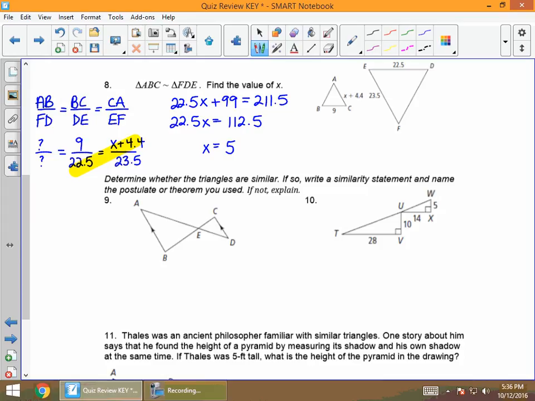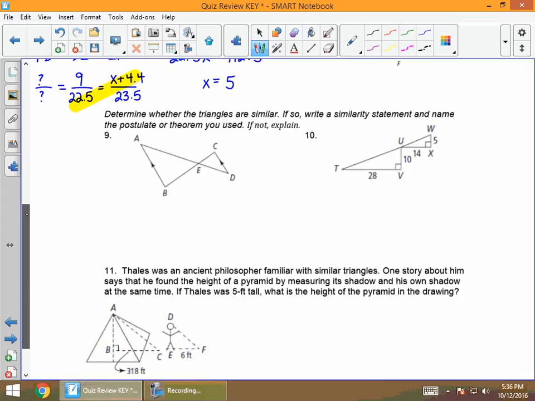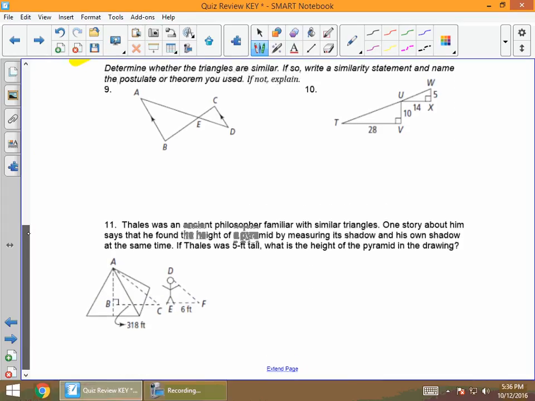Now, it does not tell me to go back and find the length of any of the sides. It just says find the value of x, so I can be done there. Be careful on the quiz or any tests. Sometimes it will trick you. It'll say find the value of x and find the length of AC. And if that's the case, then you have to plug 5 into that statement, x plus 4.4, and say that AC is 9.4. But it doesn't ask, so we can just move on.